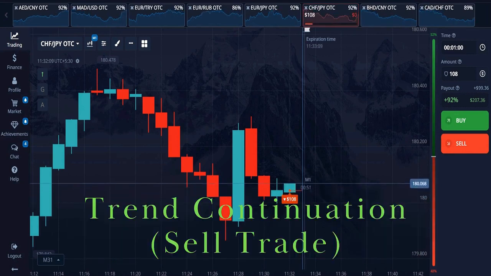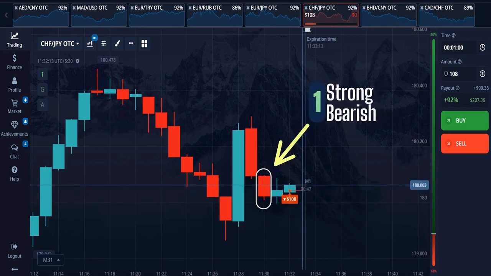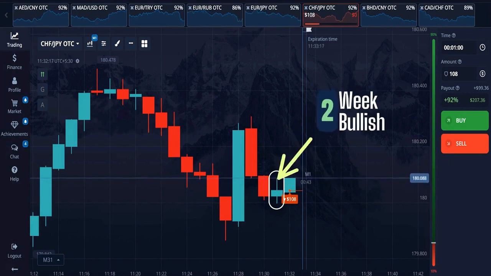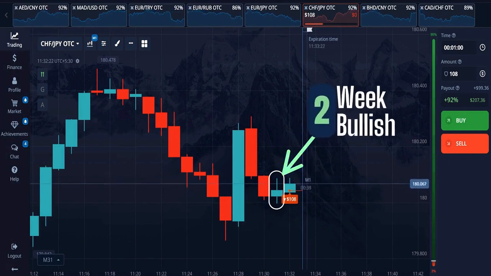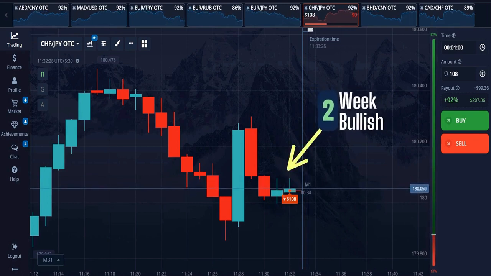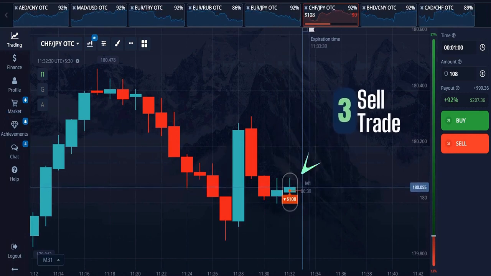Scenario 1. Trend continuation. Sell trade. If the first candle is a strong bearish, red candle, and the second candle is a weak bullish, green candle, it sets up the trade. But here's the key. The second candle must be less than half the size of the first bearish candle. If it meets these conditions, we take a sell trade on the third candle.